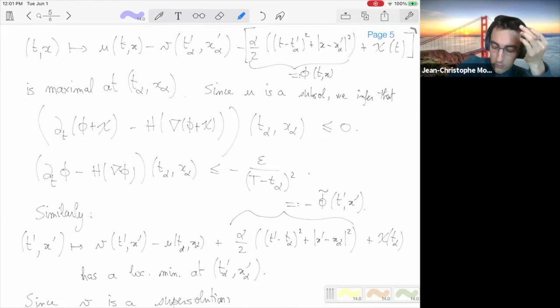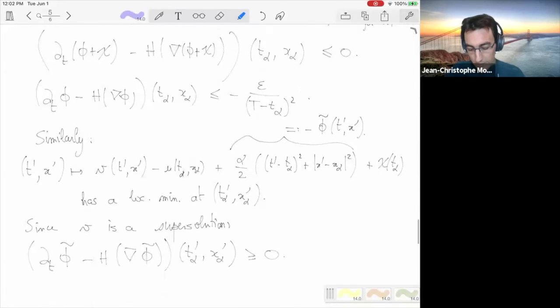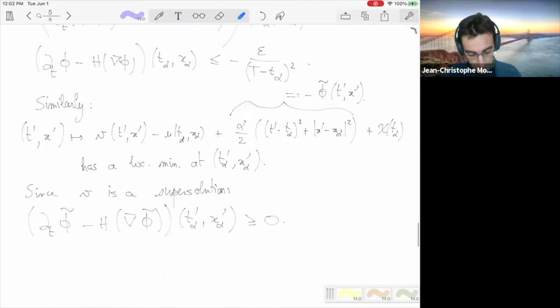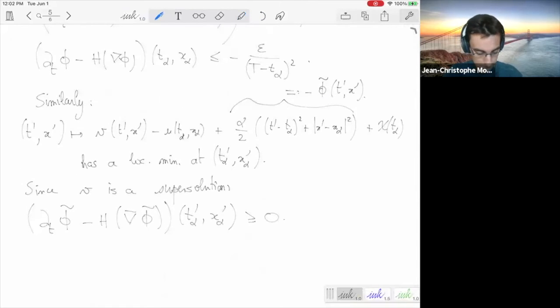So if I look at the t derivative of phi, it will be alpha t alpha minus t alpha prime, if I compute it at t alpha. So the t derivative of phi at t alpha is alpha t alpha minus t alpha prime. And it turns out that it's the same as the t derivative of phi prime computed at t alpha prime. So let me write this down.